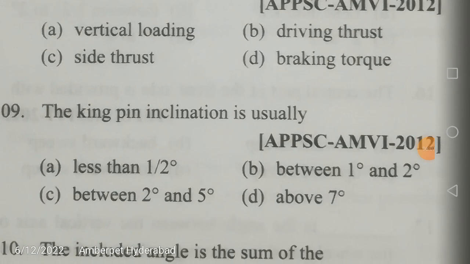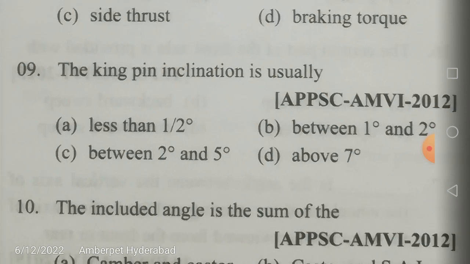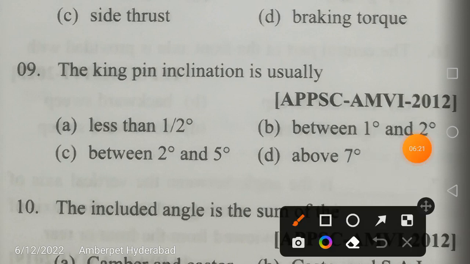Alright friends, the kingpin inclination, once again, how much should it be? Is it less than 1/2 degree, between 1 and 2 degrees, between 2 and 5 degrees, or above 7 degrees? It should be between 2 and 5 degrees. Remember these values, very easy to remember.